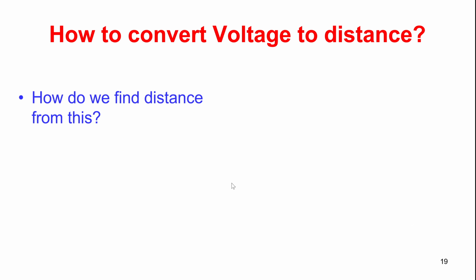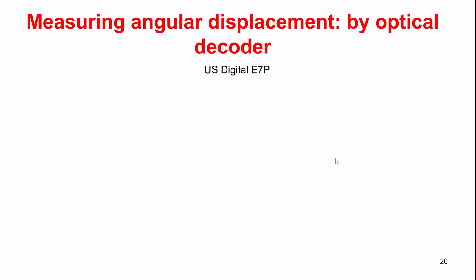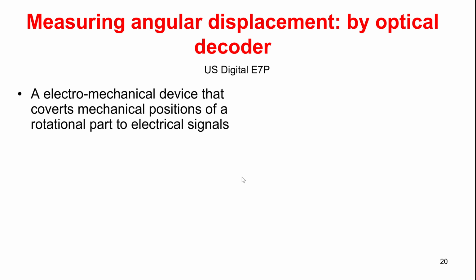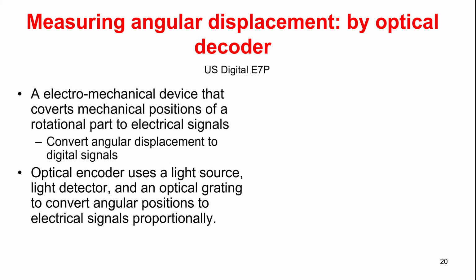radius. Okay, so let's talk about the optical decoder. The optical decoder is an electromagnetic device that converts the mechanical position of a rotational part to an electrical signal. That means that it converts the angular position, angular displacement, to a digital signal. But the software we have does convert these digital signals or electric potential back to angle. So we don't really need to do calibration for this part of the experiment.